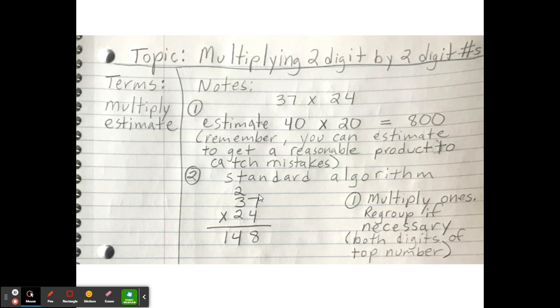So I'm not just multiplying 4 times 7, which would be 28, and then I would regroup my two tens. I also have to multiply the 4 in the ones digit by 3 of the tens digit of the top number. So 3 times 4 is 12, plus 4, the 2 that I regrouped, is 14. So my first partial product is 148.